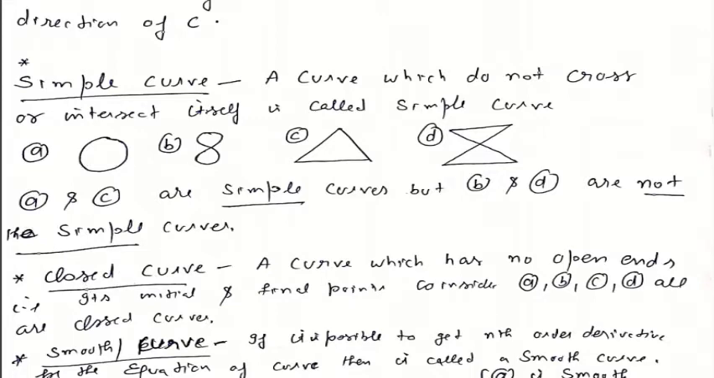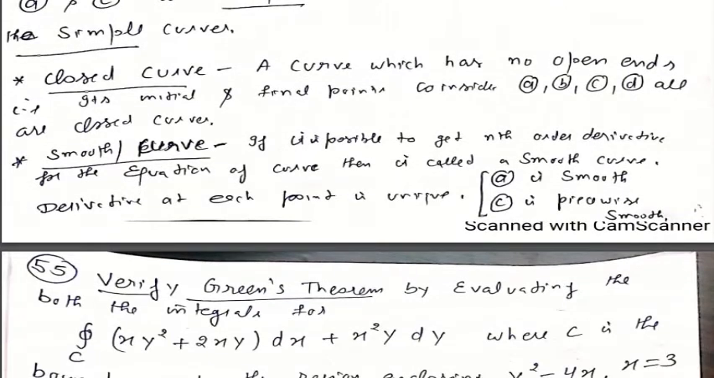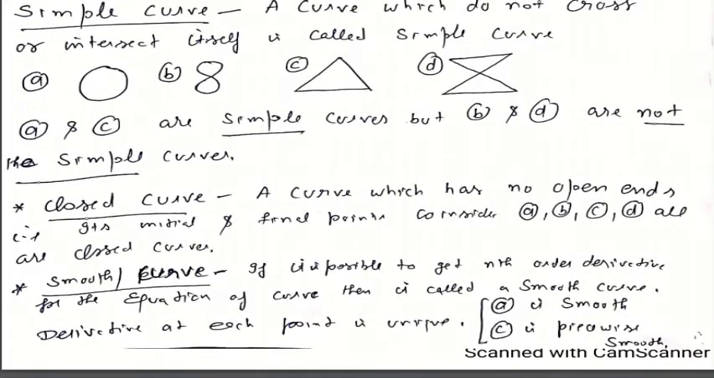Secondly, the closed curve. What is a closed curve? A curve which has no open ends, that means which is not open-ended, or you can say if its initial point coincides with the final point. If you're starting with this and you're coming back to the same point, you are closing the curve. That means that is a closed curve. Here it is also a closed curve. Every curve here is a closed curve. There is no open end in any curve.